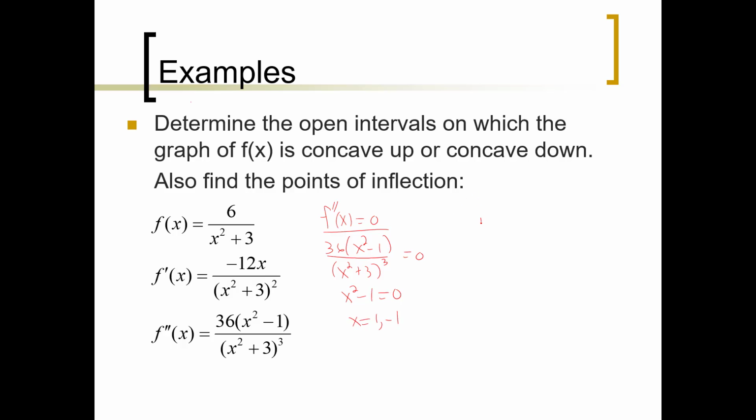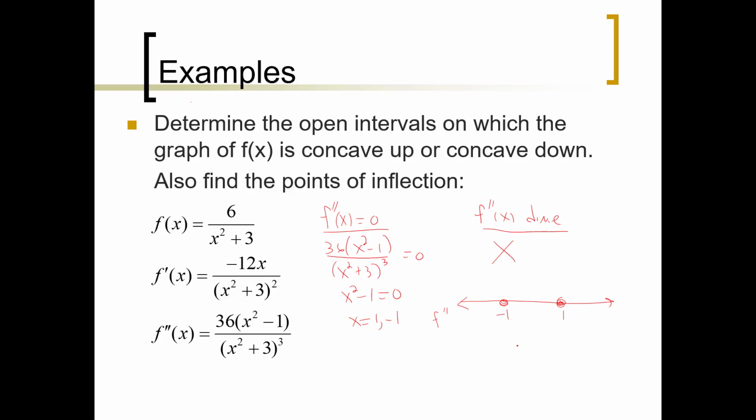I also need to find everywhere the second derivative does not exist in the domain of my function. But the second derivative is an expression that exists for every single x value, so you get nothing for that step. I'll draw a line that represents the domain of the original function. On that line, I'll put in 1 and negative 1. I'll put the second derivative below the line, and I'll just evaluate intervals.